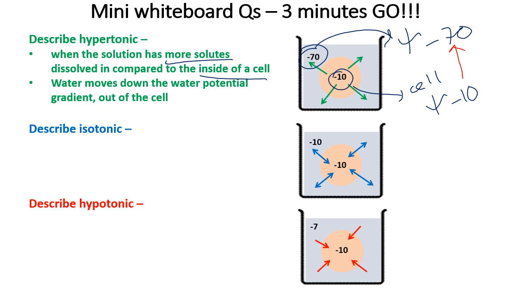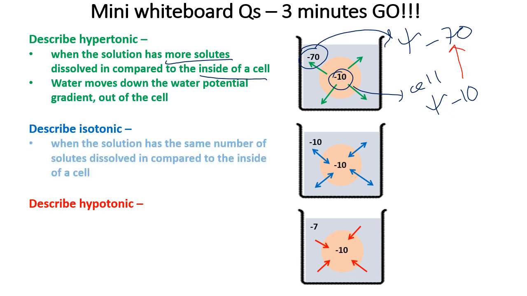Okay, an isotonic solution. Now, iso basically means the same. So here we've got a water potential inside the cell that's the same as outside the cell. So there's going to be no net movement of water. There will still be water molecules that move in and out of the cell, but there's no net movement.